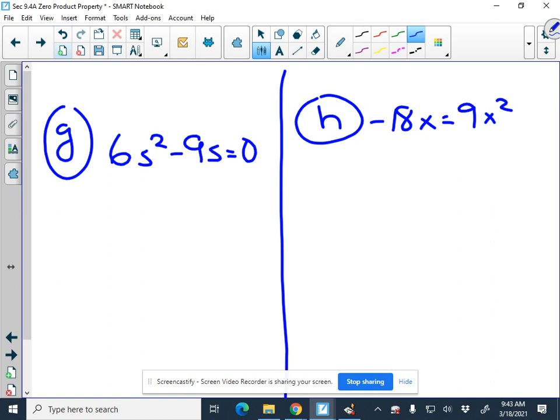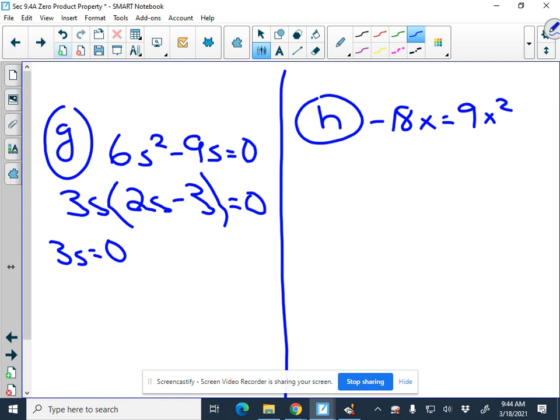What can go into 9 and 6? It's not 6. 3 and s. And we get 3s times 2s minus 3. Okay? So 3s equals 0. Now this, I'll show the work once. Whenever it's 0, it always ends up being 0. Like that, right? Because 0 divided by anything is still 0.